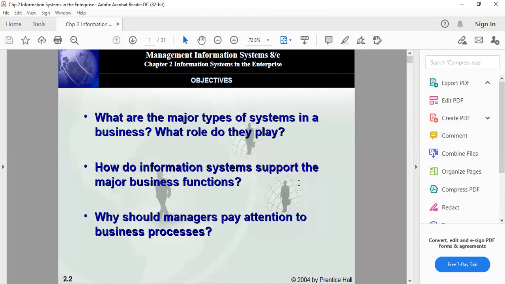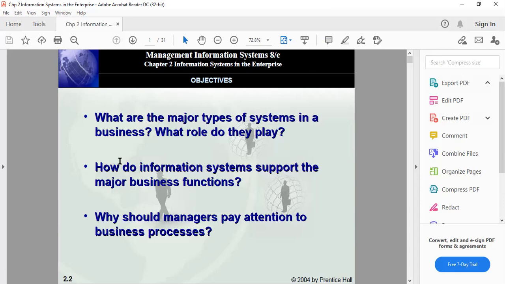To begin with, here are questions by which we can be guided as to what specific items or purposes we should know in the chapter. The objectives here are in question format, which is fine. Number one is that we have to discuss the major types of systems in a business and the roles that they play. Second is how do information systems support the major business functions?